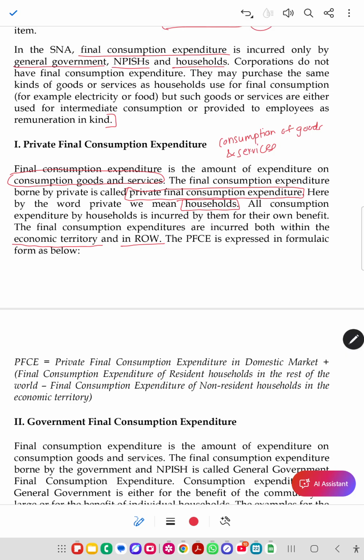The private final consumption expenditure is expressed in formula form as follows. Private final consumption expenditure is equal to final consumption expenditure in the domestic market, plus final consumption expenditure of resident households in the rest of the world, minus final consumption expenditure of non-resident households in the economic territory. Okay.